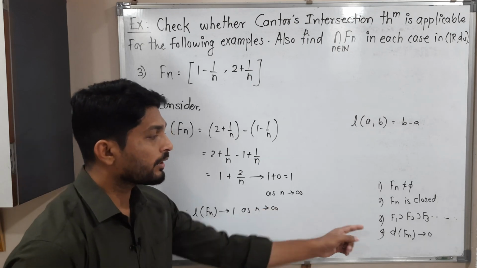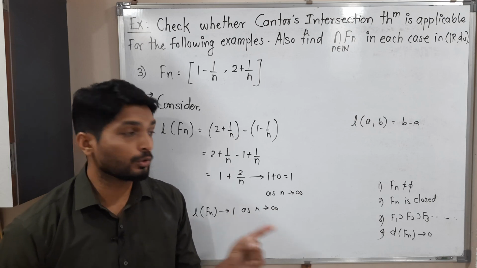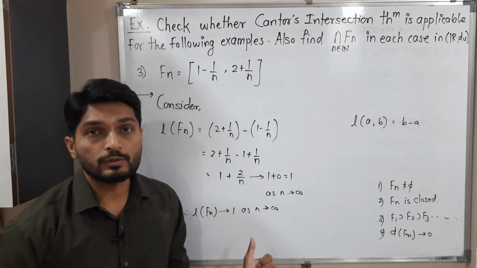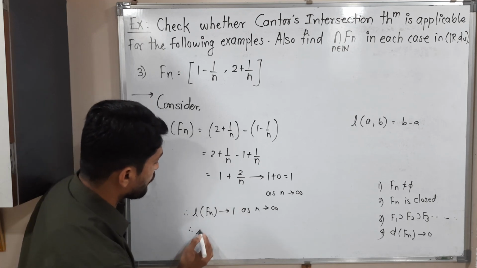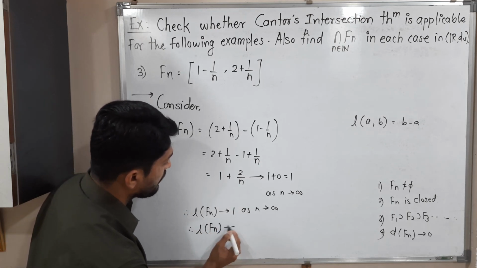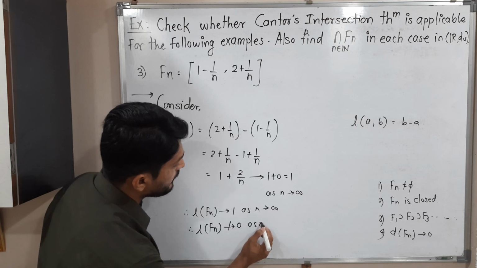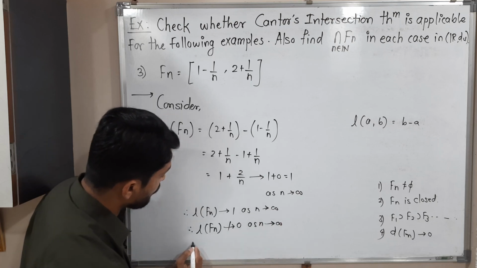But we want the diameter, or the length, to go to 0. We are not getting it. So therefore, the fourth condition is not satisfied. Let me mention: therefore, the length of Fn does not go to 0 as n tends to infinity. So the fourth condition is not satisfied.